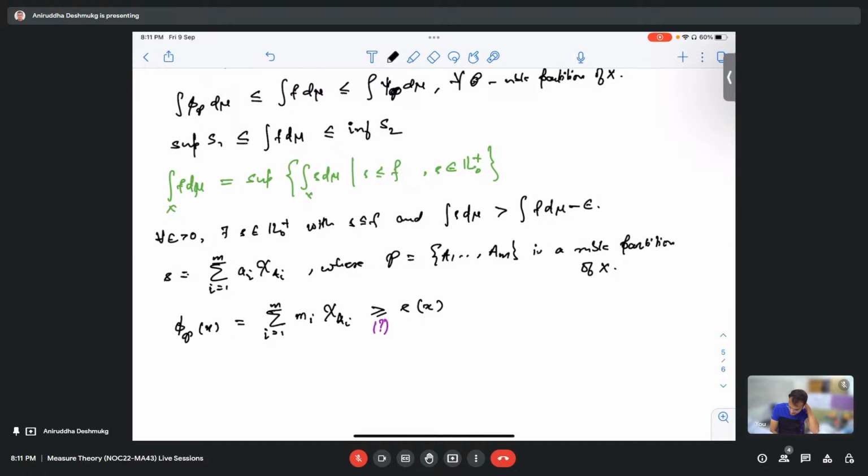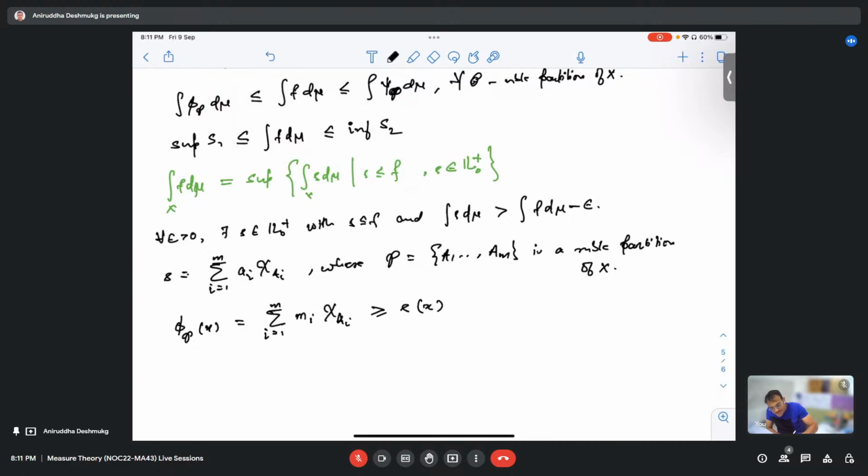On the left hand side, the m_i are the infimums. So can I say this? See, because s(x) is a lower bound of f(x), and m_i is the infimum of f(x), m_i must be at least s(x). So we can see this.